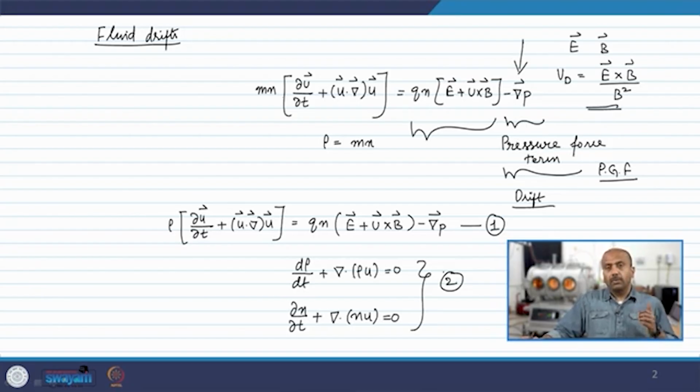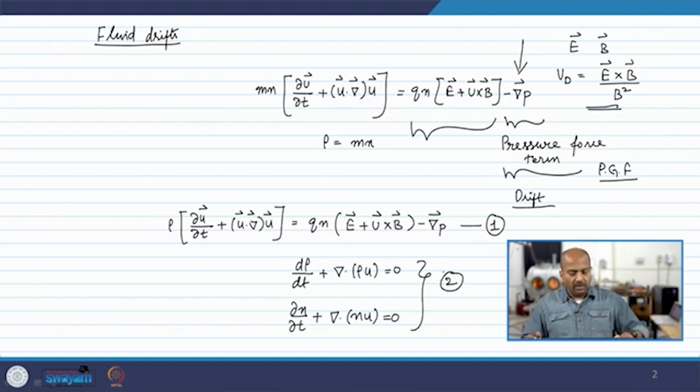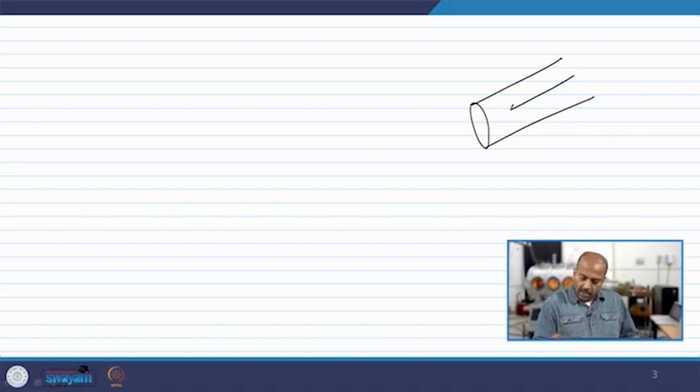One perpendicular to the magnetic field, another parallel to the magnetic field. So, we will start with perpendicular drift, where we will consider a cylindrical geometry in which we have a cylinder, for example, and this is the axis of symmetry of the cylinder. This direction is chosen to be z cap, and the magnetic field is along this direction. And you have to account for the pressure gradient. So, it is radially inwards.